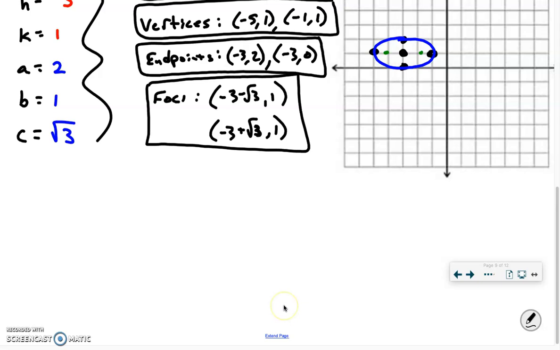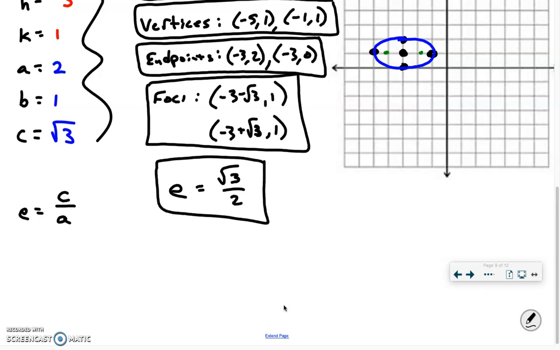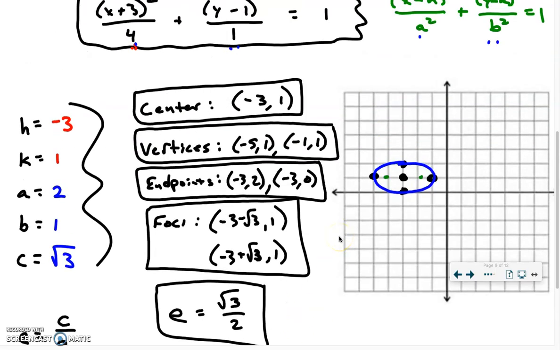So remember, eccentricity, I'm going to do this off to the side. We say that e is equal to c divided by a. In this case, we know that c is √3, divided by a, which is 2. Nothing reduces, so we're done. Obviously, if we could reduce that fraction, we would. All right, and by the way, that problem is complete.